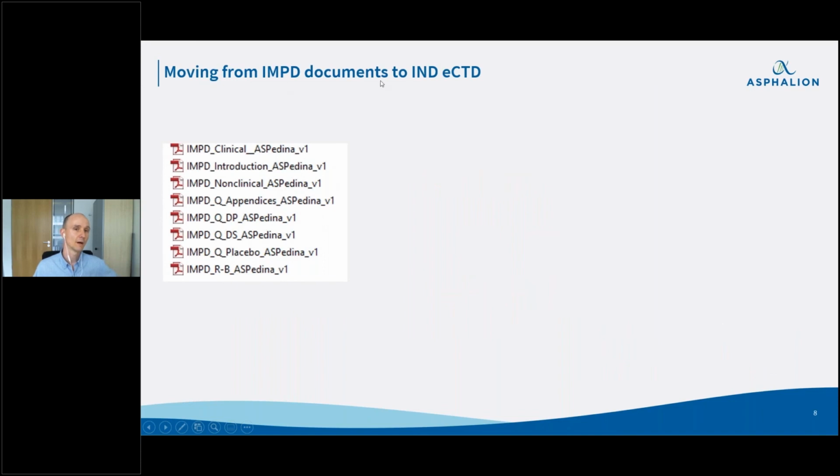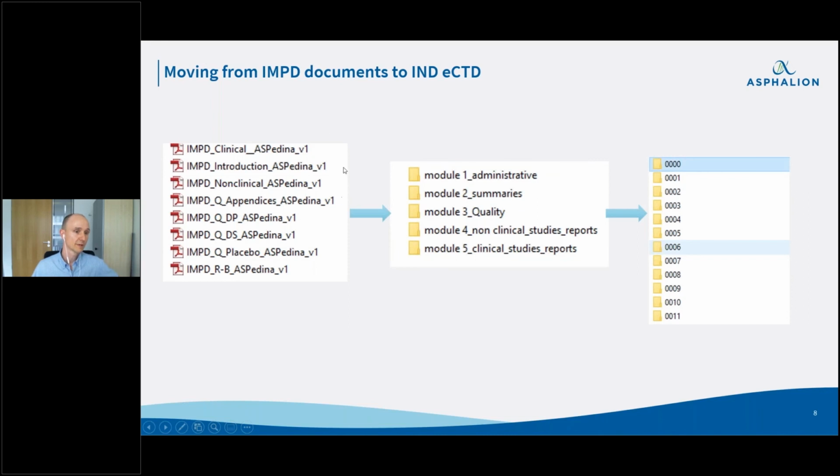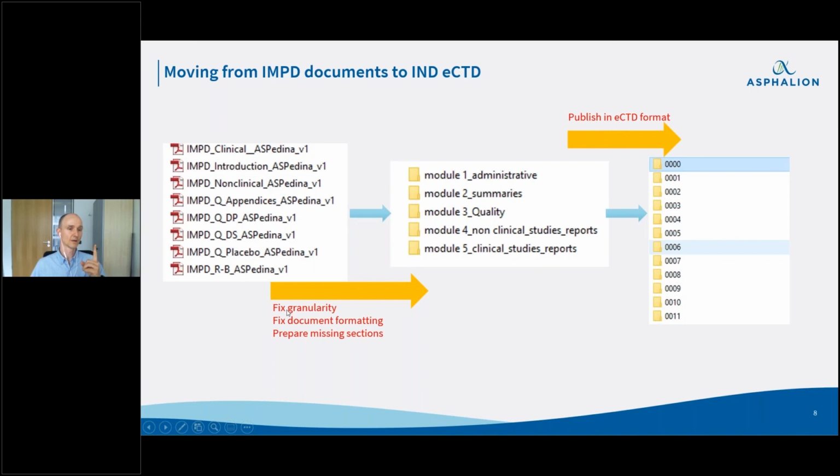In terms of looking at it from a document level, you need to move from something that can look like this. So in your IMPD, you can have a single file, a single PDF file, for example, for the entire non-clinical part or for the drug product or drug substance parts. And this now needs to be broken down and put into the CTD sections, and afterwards converted into eCTD sequences. So you have to fix the granularity, and this can be a lot of work. So for drug substance, drug product parts, you can move from a single PDF to 30 to 50 documents.